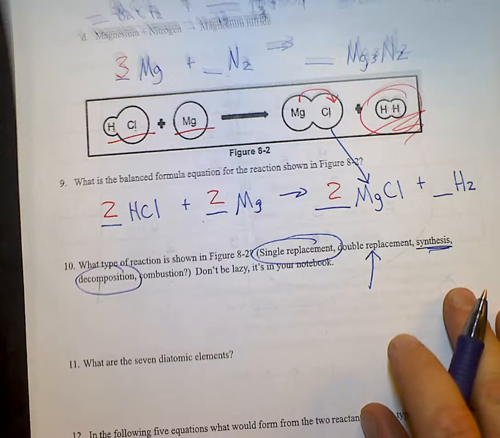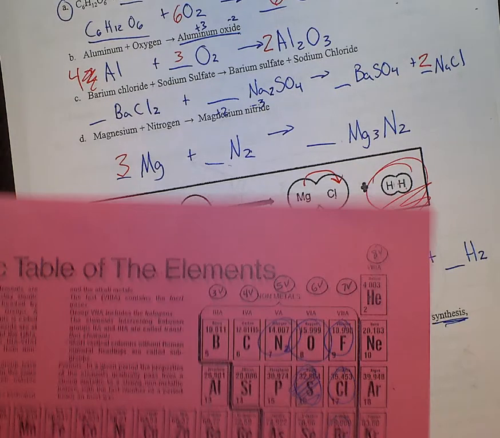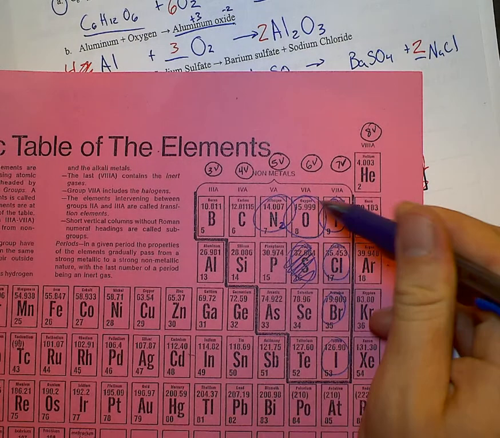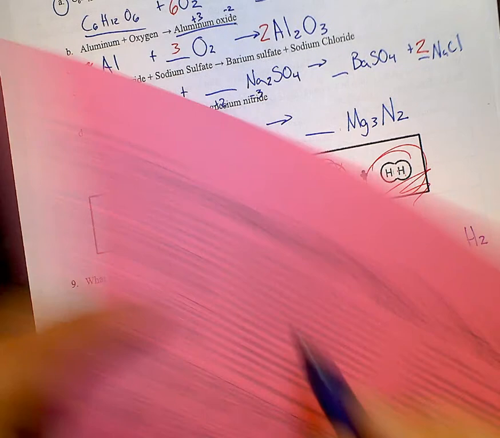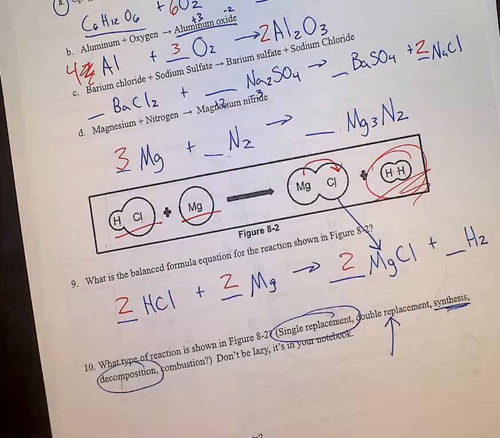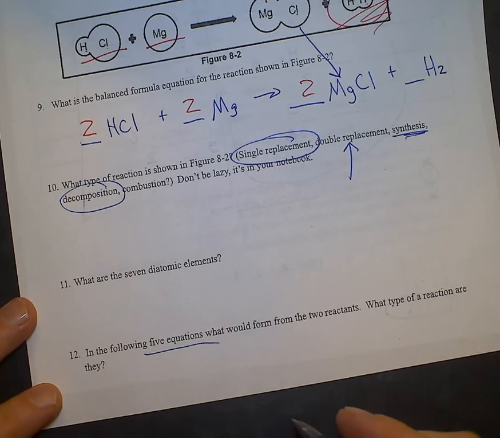7 diatomic elements. They're right here. We just circled them. Nitrogen, oxygen, fluorine, chlorine, bromine, iodine, and hydrogen. Circle those on your periodic table if you haven't. In the following 5 equations, what would form the 2 reactants? What type are they?